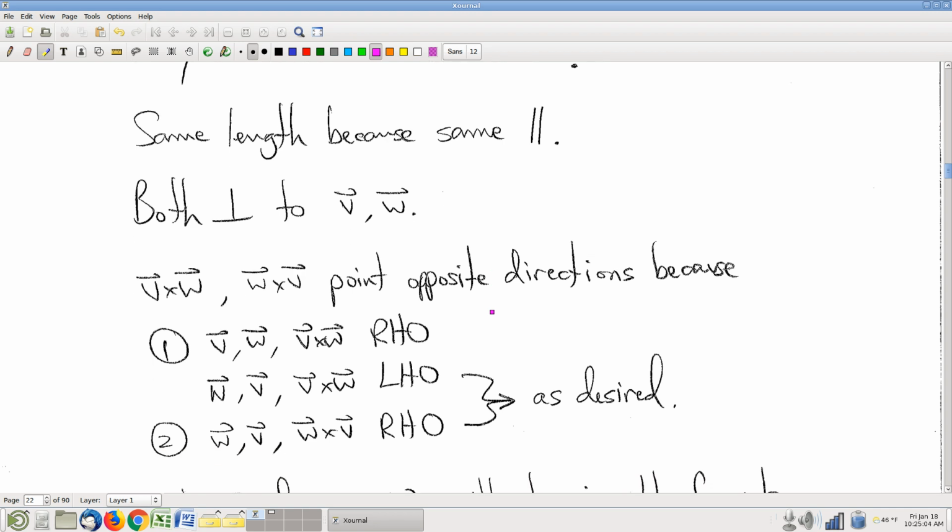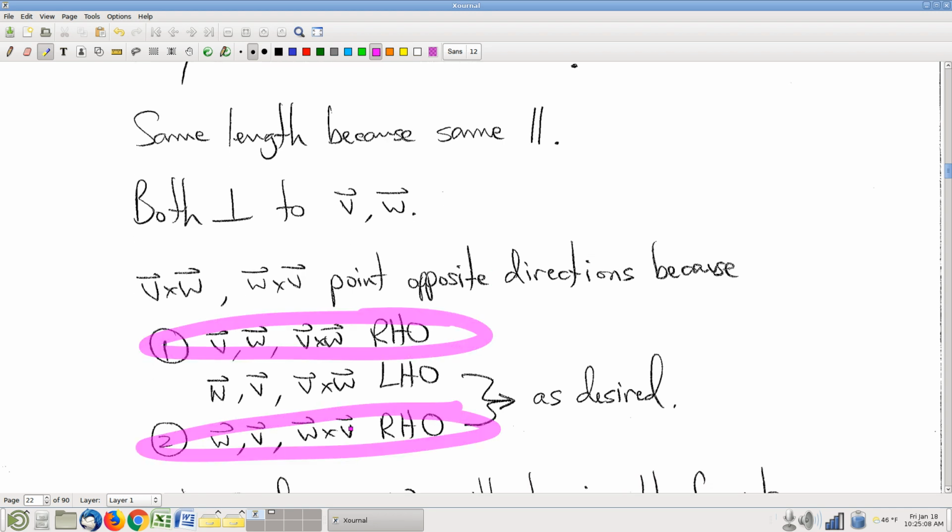Or if you like, we know that's a right-hand order. We know that's a right-hand order. First vector, second vector, cross product, those are always right-hand orders. Asterisk, unless one of them's 0, which is not something we need to worry about, because it's always obvious.